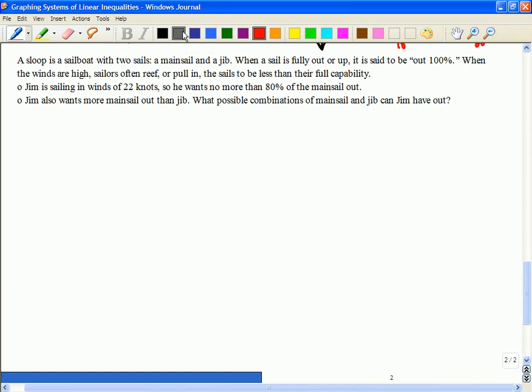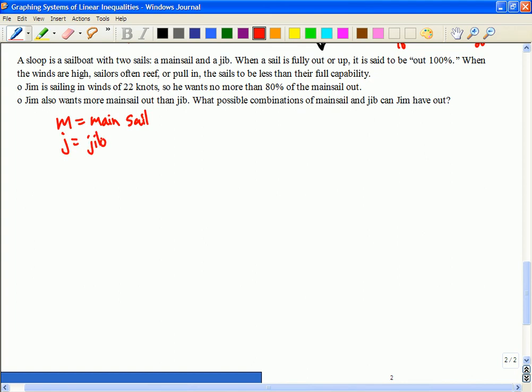Okay, so let's take a look at where we're at here. What are the 2 variables that you picked for this? M and J. M and J, as in Michael Jackson. That came up in the last class too, but unfortunately it's not as cool as that. We're talking about the mainsail, and we're talking about the jib.